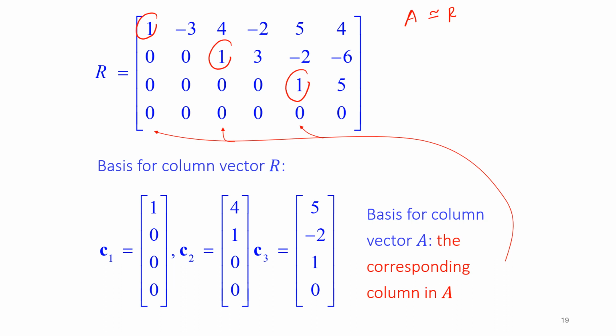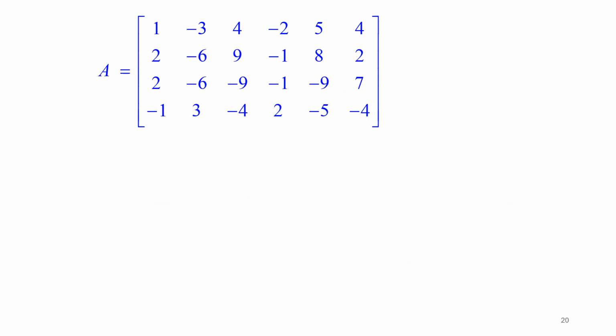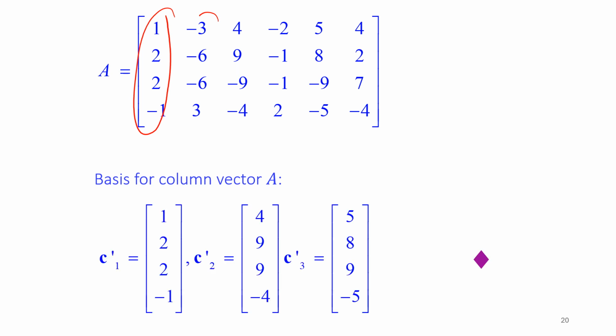We have columns 1, 2, and 3 in R. Therefore, we consider columns 1, 2, and 3 in A. These column vectors form a basis for the column space of A.